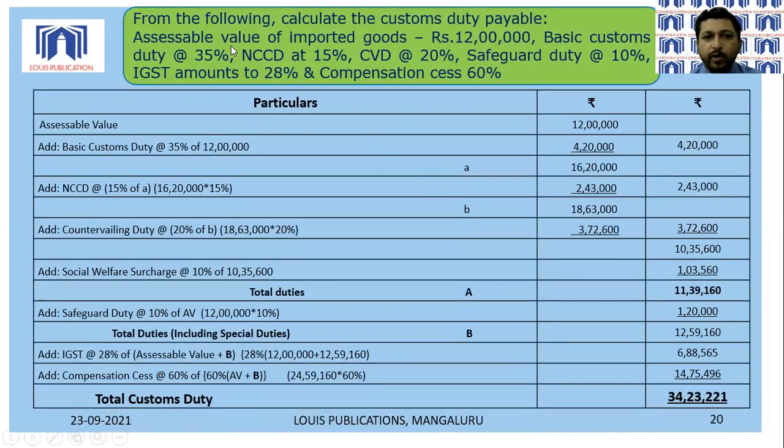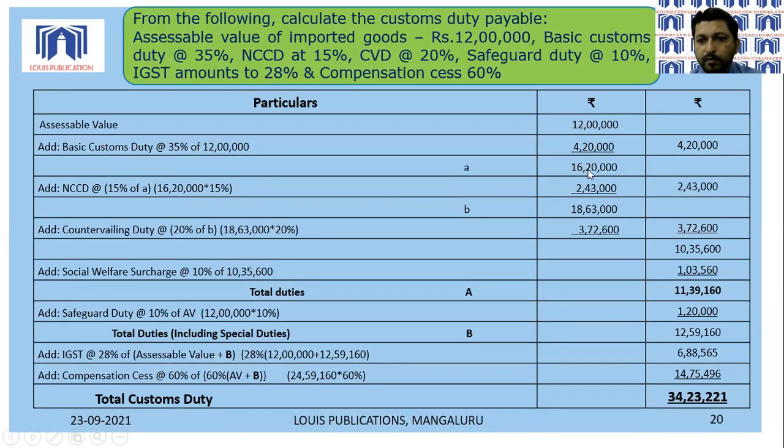So as usual, I'm going to record assessable value, that is 12 lakh rupees. Basic customs duty at 35%. 35% of 12 lakh is 4,20,000. So I record the same 4,20,000 in the outer column. In the meantime, I add this assessable value plus BCD. It is 16,20,000. I call this as small a. Then NCCD at 15% is given. It is always calculated on this value, a value.